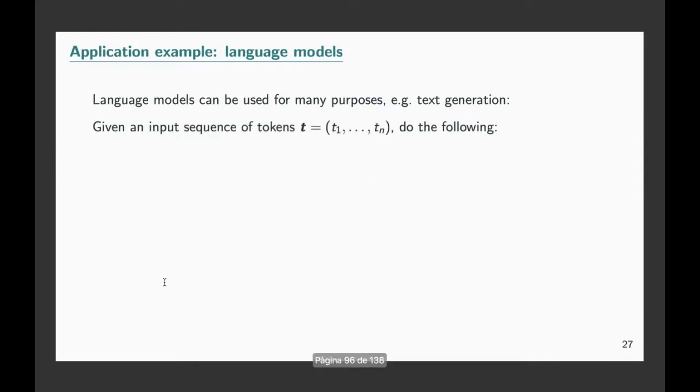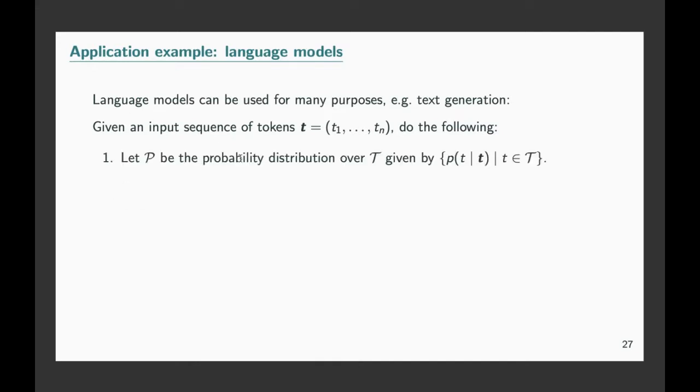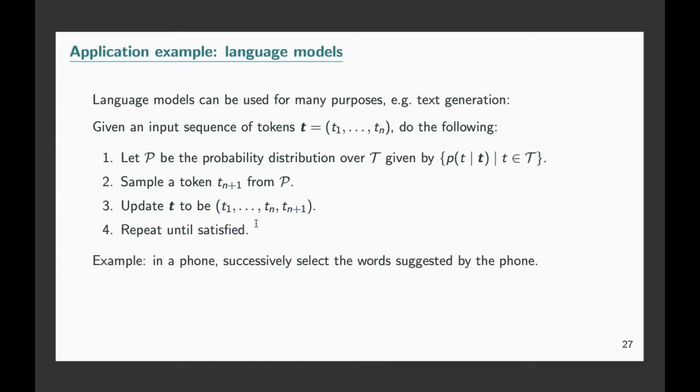So language models can be used for text generation. If you have an input sequence of tokens, you can just compute the probability distribution over the tokens given by your language model. And then you can sample a token using this probability distribution. And you update your sequence of tokens with the sampled token. And you repeat until you are satisfied with the text you are getting. For example, in a phone, you might just successively select the words the phone suggests. And that's exactly there's a language model, and you are following this process in order to generate a sequence of words.